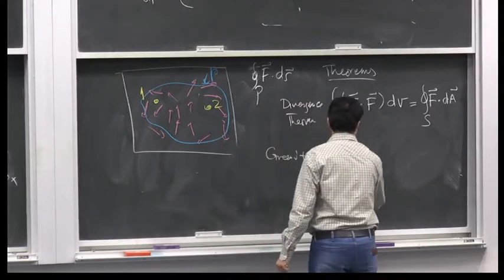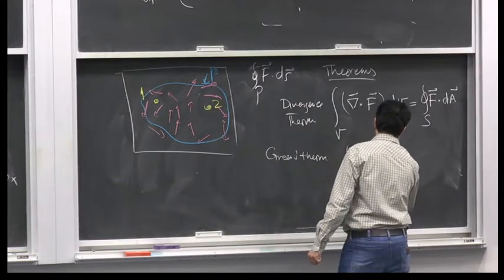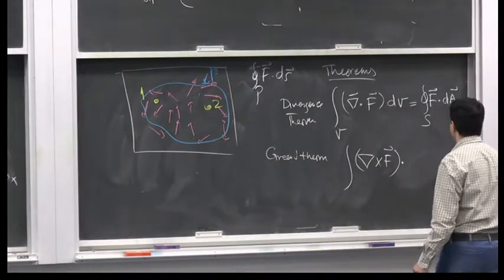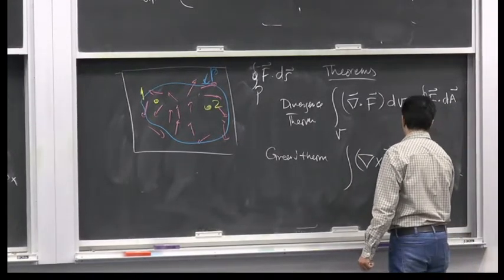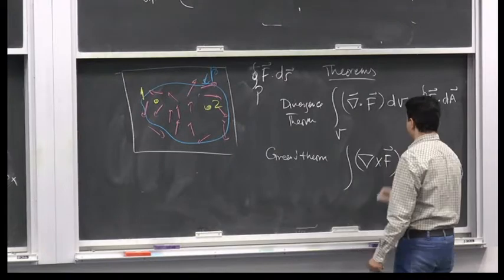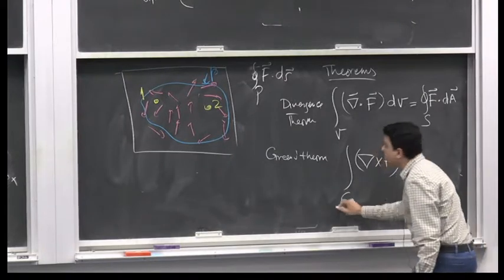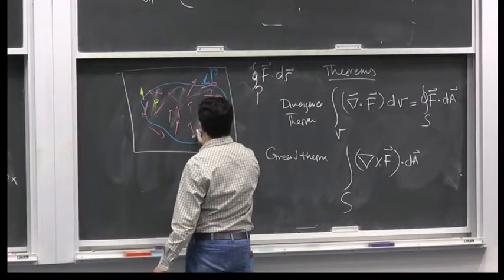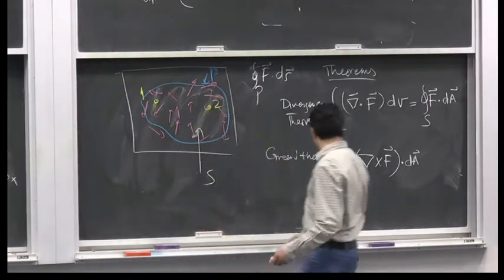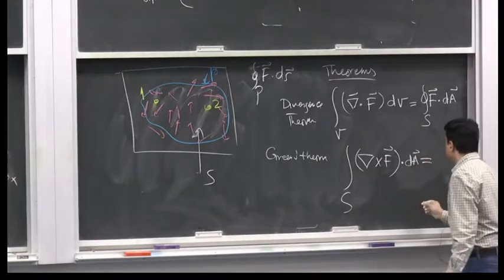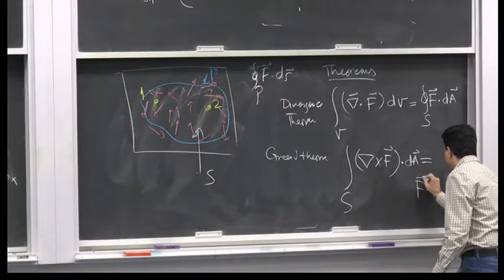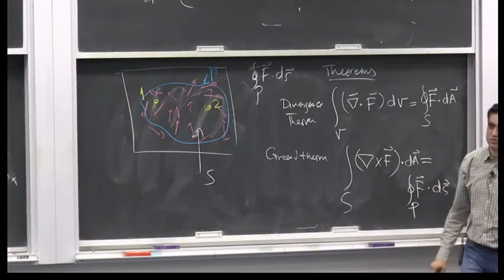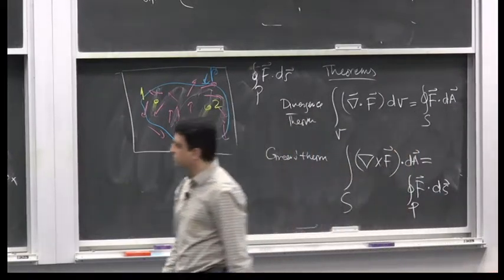And it tells you that if you have del cross F dotted with dA around a certain surface S, so this is path P, and this is the surface which is enclosed by this path P, then this is equal to F dot dS along that path P. So those are the two integrals.